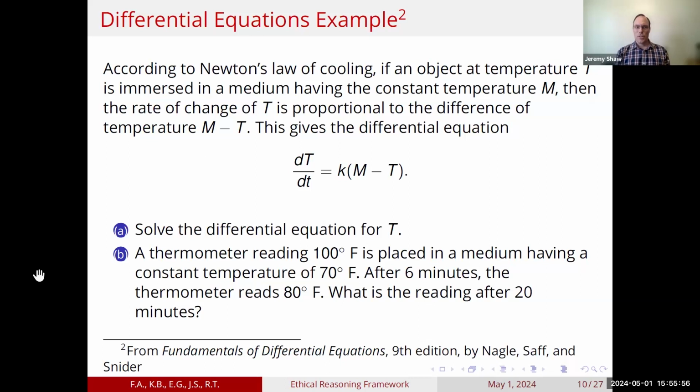All right. So this example, we put in the slides to be our first one of 3 examples we'll show you before the breakout session, is just to give you an example of a problem that could have come from any textbook, like a traditional textbook, problem 32, for example. Here we have a problem about Newton's law of cooling. If an object is at temperature T and is immersed in a medium having a constant temperature M, then the rate of change of T is proportional to the temperature difference M minus T, which gives rise to that famous differential equation.